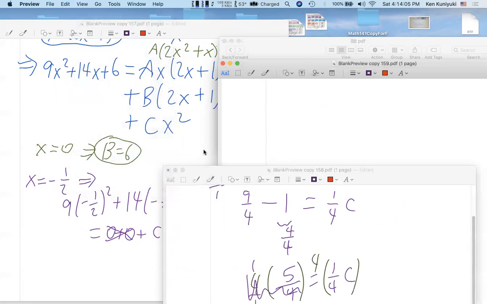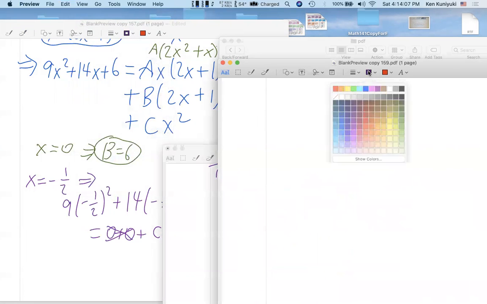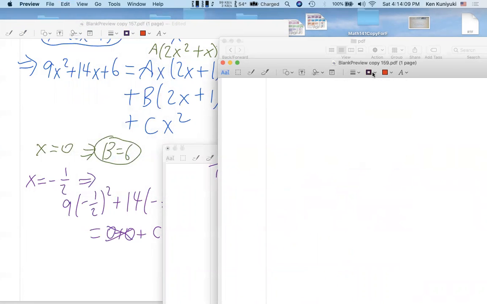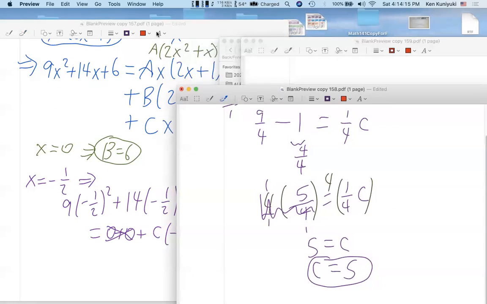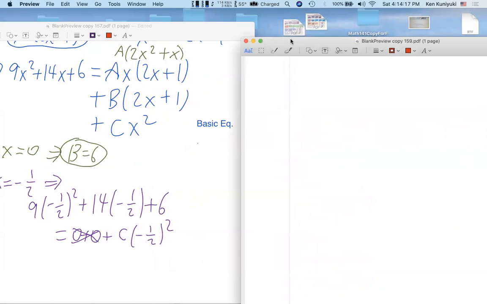All right, let's do this in red. We haven't used that yet, red. Okay, it might be a good idea to rewrite the basic equation, just so that we don't forget ourselves, right? So you're kind of hinting at that, right?